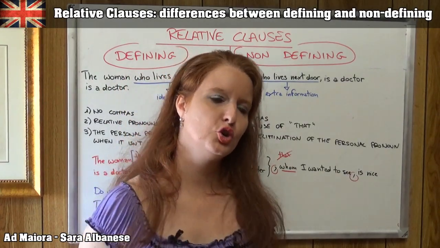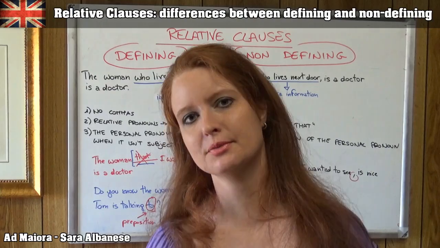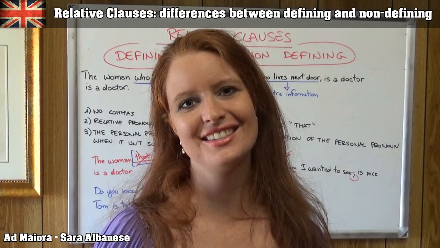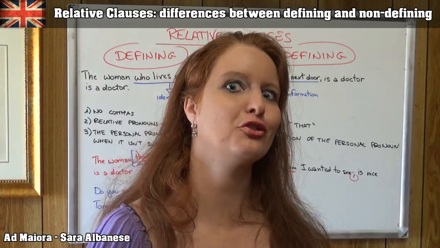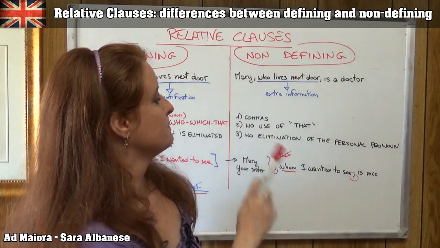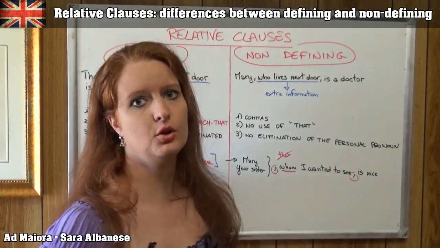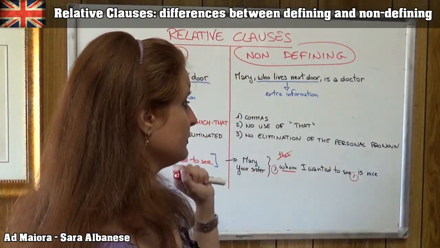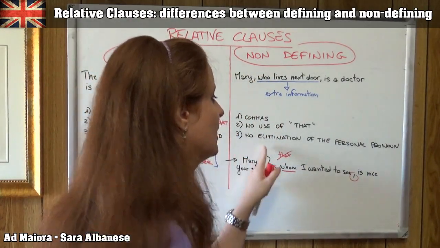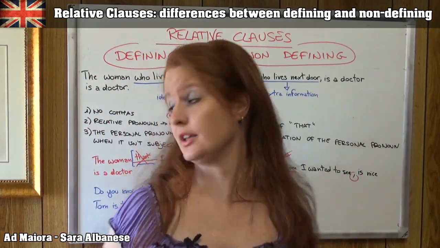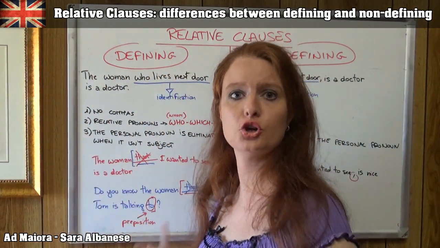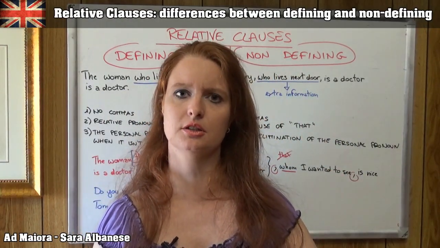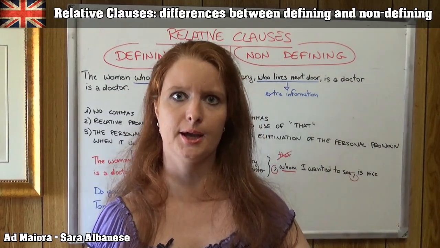By the way, for non-native speakers, pay attention to the spelling of which. Okay, it's W-H, okay, I-C-H, okay, don't forget about the first H. Now, you can't use that, so you can only choose, okay, between who and which. But most important thing, you can't eliminate the personal pronoun as we did before, okay? This third rule here doesn't exist anymore. You have to put your pronoun even if it is object, even if it isn't subject, okay?